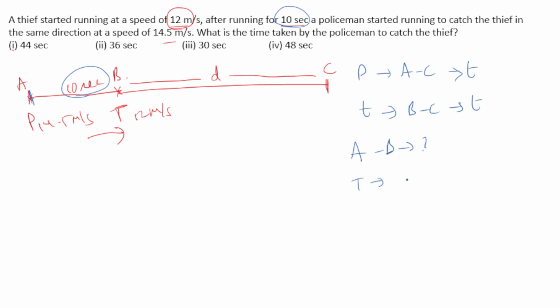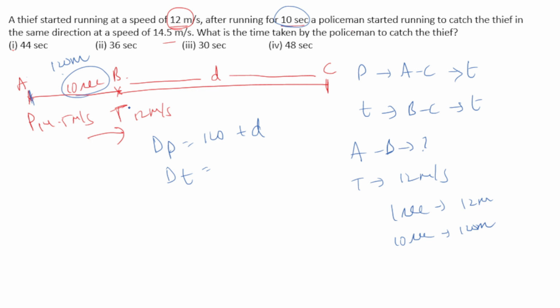What is the speed of the thief? It is 12 meters per second. That means in 1 second, he ran 12 meters. For 10 seconds, he ran 120 meters. So the distance from A to B is 120 meters. So the distance traveled by the policeman is 120 meters plus D. It is A to C. And the distance traveled by the thief is D. So the distance traveled by the policeman is 120 meters more than the distance traveled by the thief. If we subtract them, we will get 120.